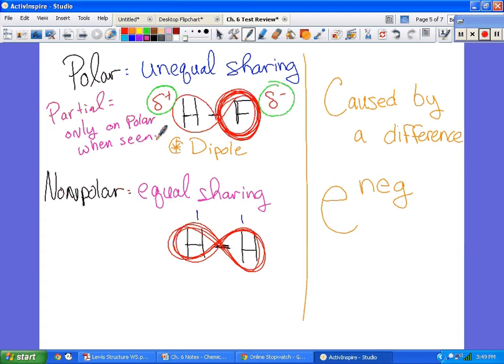Now, somebody asked me this question. Is an ionic molecule a dipole? Okay, the answer to that is no, and here's why. Because what are these electrons being done with? They're being shared. In an ionic bond, what are they doing? They're completely given away.